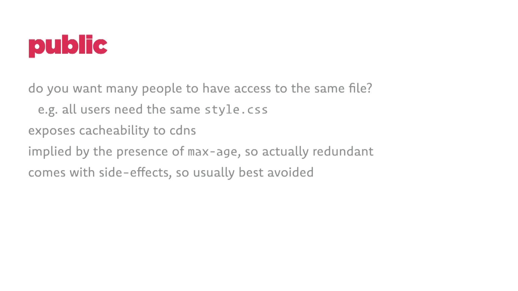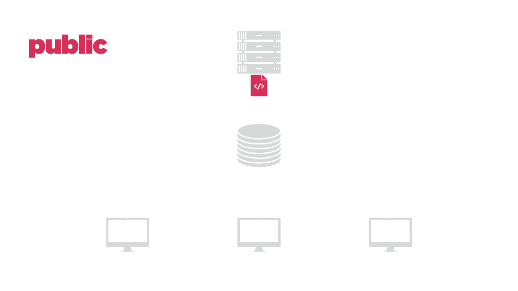So you want many people to have access to the same file, like a style sheet. This exposes cacheability to intermediary caches. For us, we're mainly talking about CDNs there. It's implied by the presence of max age, so it's redundant. Public, sort of diagrammatically, would look like this.